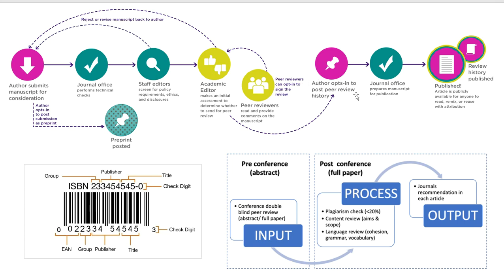Finally the review output comes. If accepted, the journal office takes the manuscript for publication; otherwise it is rejected, and a decline is automatically given. And finally the article is published, and post-review publication is already there.